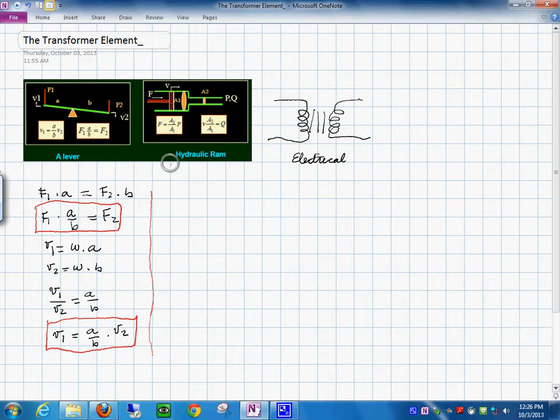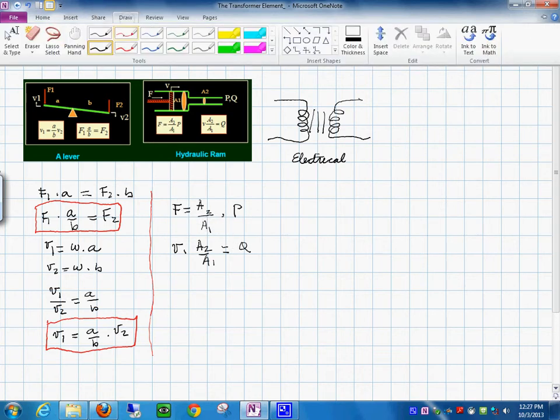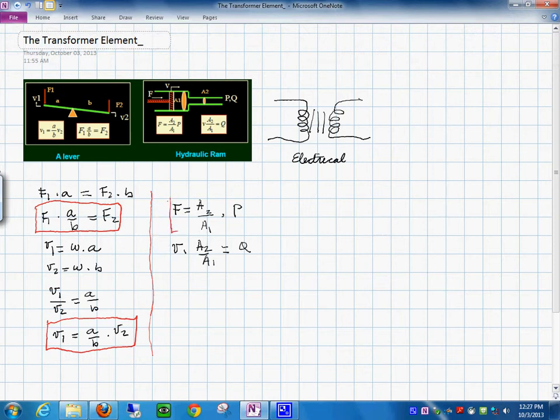So you can write the force as equal to the ratio of the areas, in this case A2 over A1, times P, and the other equation is that the velocity times the ratio of the areas is going to result in Q. So these are the two equations that we have for this: these will be the effort equations, and these are the flow equations.